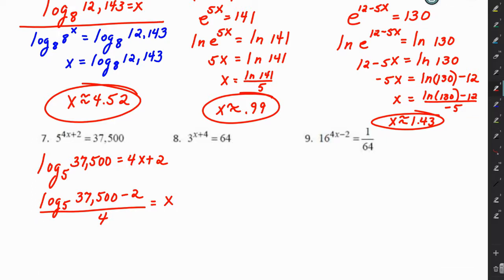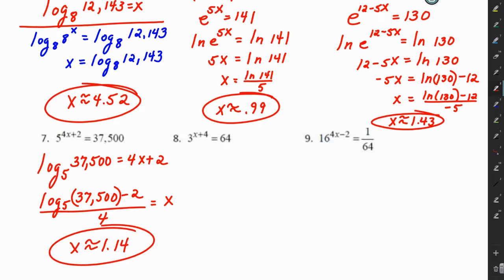So you have to put all of that in your calculator. You have to put log base 5 of 37,500. Make sure you put parentheses here, minus 2 divided by 4. You're going to get x is approximately 1.14.